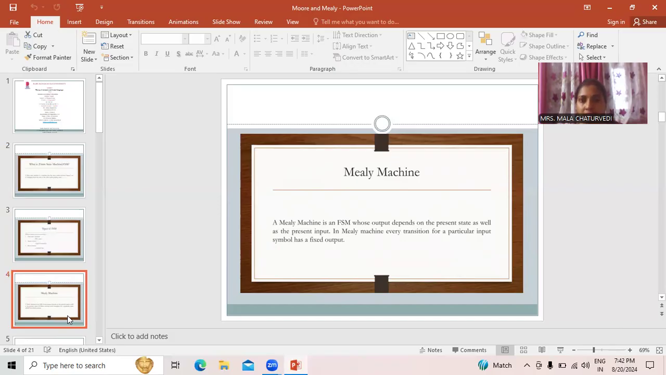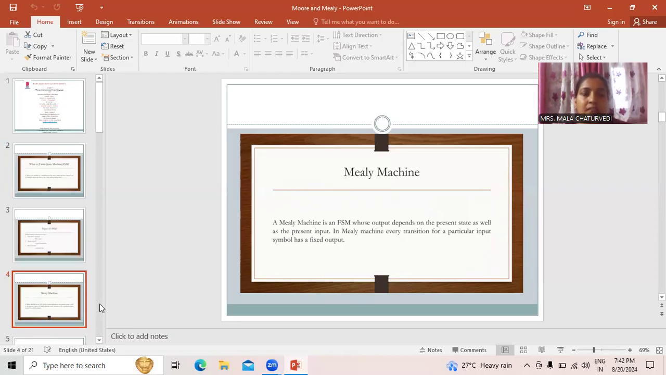but the difference is that a machine with output includes two new functions. One is delta, which is used for output alphabets, and the other is lambda, which is used as the output function and which maps a state cross sigma to give output alphabets. So now let's start. The topic is Moore machine.